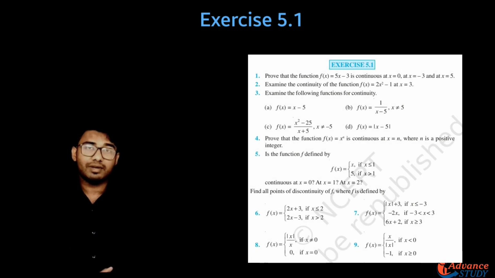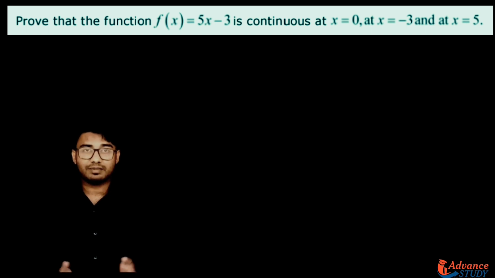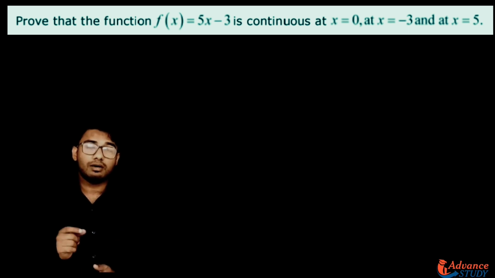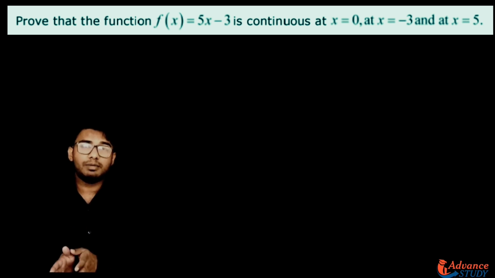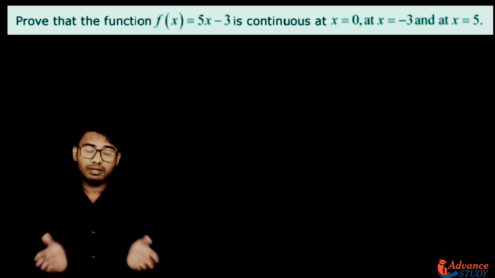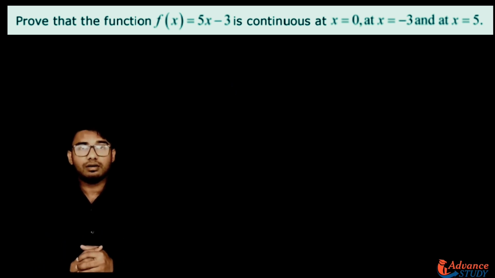We have a big exercise from this chapter, that is exercise 5.1. There is a very important question number 1: prove that the function 5x minus 3 is continuous at x is equal to 0, x is equal to minus 3 and x is equal to 5. It's a very important question of this exercise, because we can learn the limits, we can apply the limits, we can imagine whether the function is continuous or not.